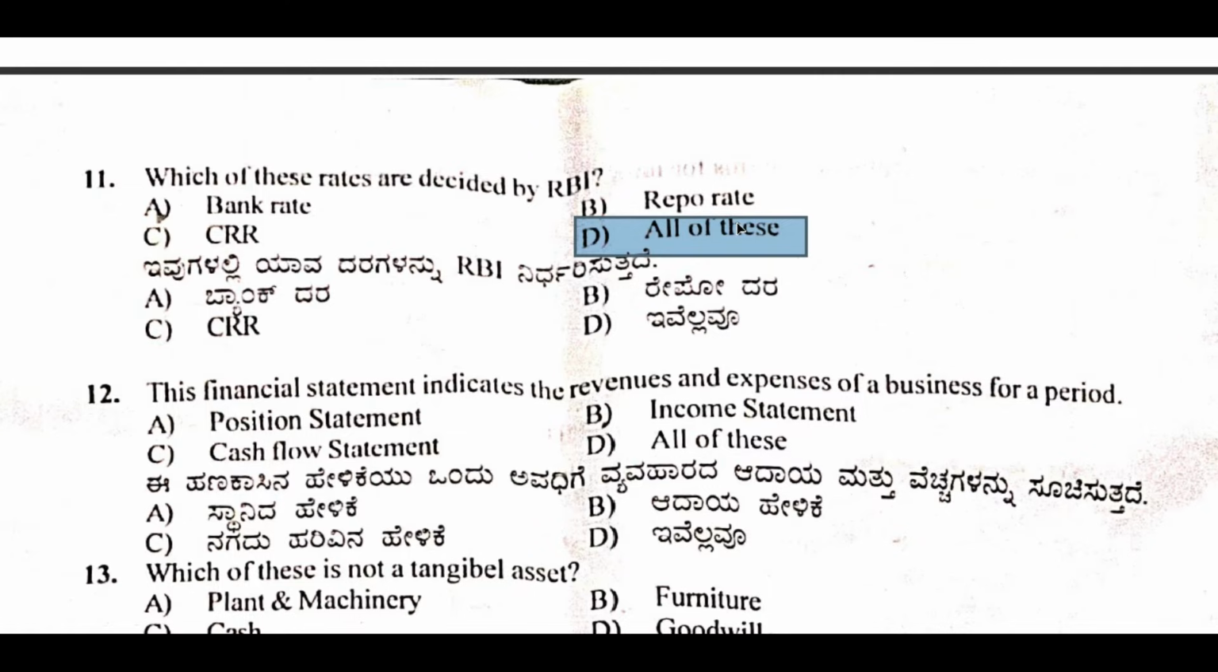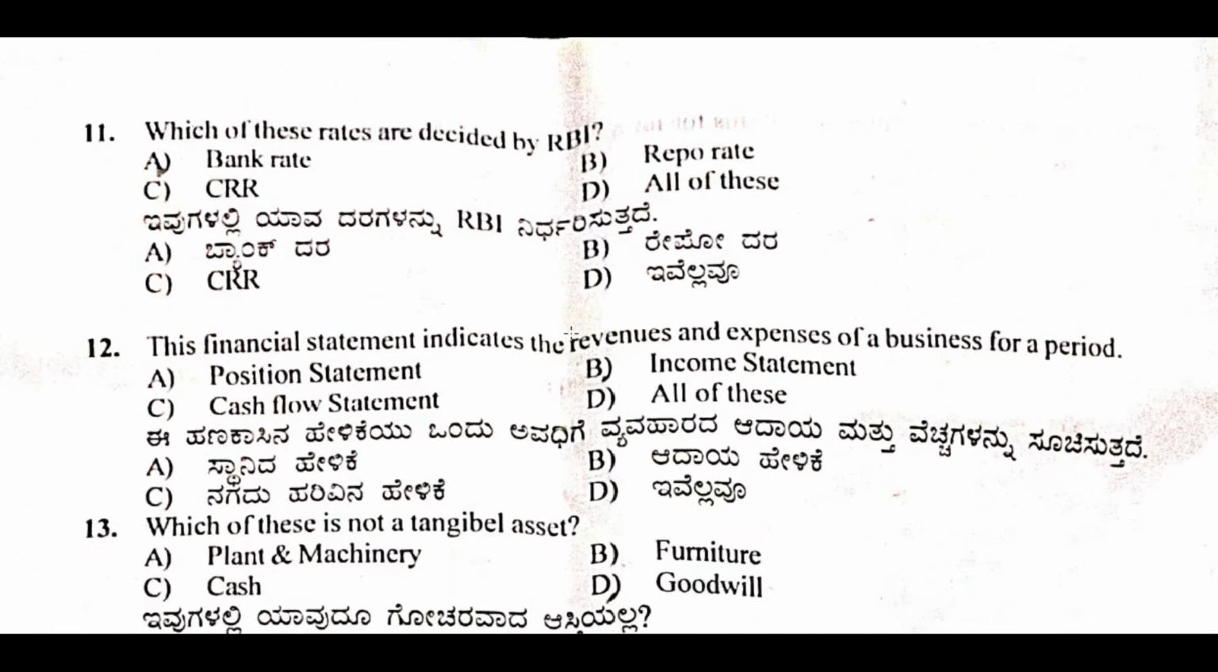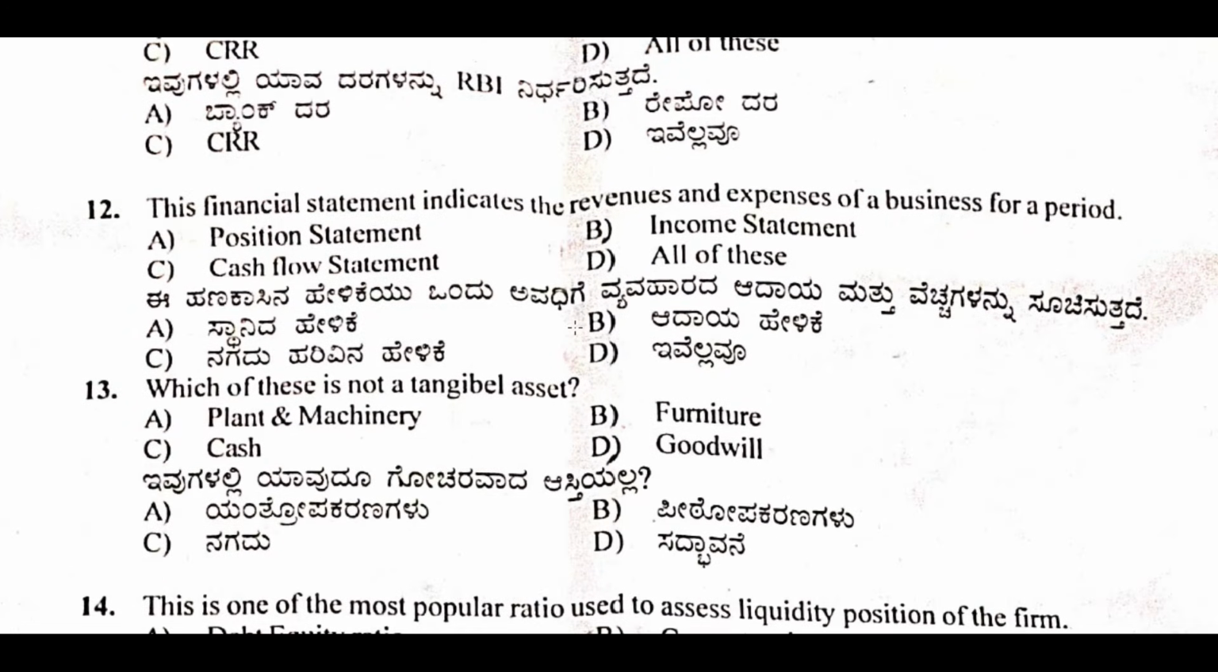Question number 12. This financial statement indicates the revenues and expenses of a business for a period. Option A, position statement, option B, income statement, option C, cash flow statement, or option D, all of these?